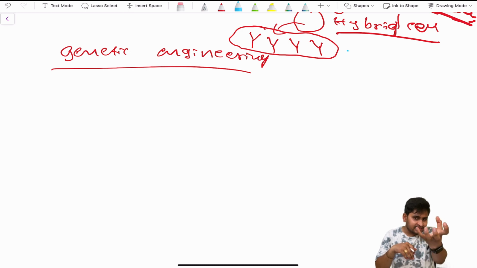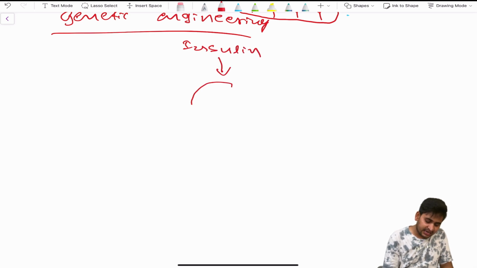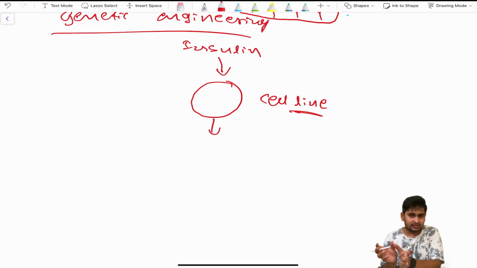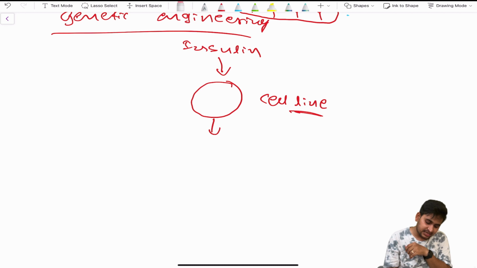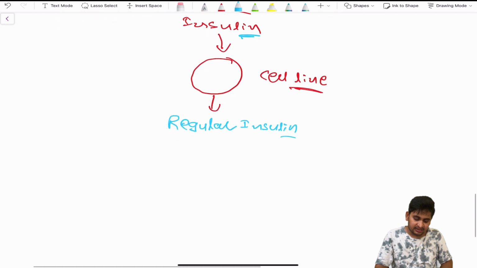The insulin which is extracted from the animals is introduced into a cell line, and the cell line will clone the insulin. It gives many insulin clones, many insulin molecules. Now this type of insulin is called regular insulin. Whatever product we obtain from the cell line after giving insulin into it is called regular insulin.